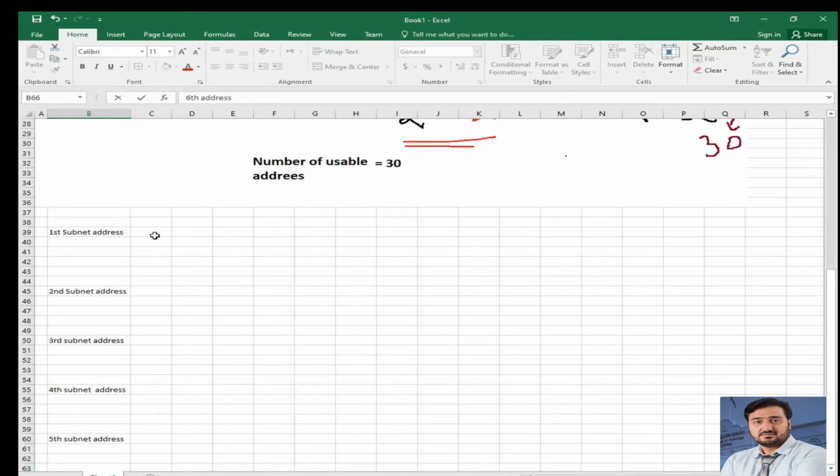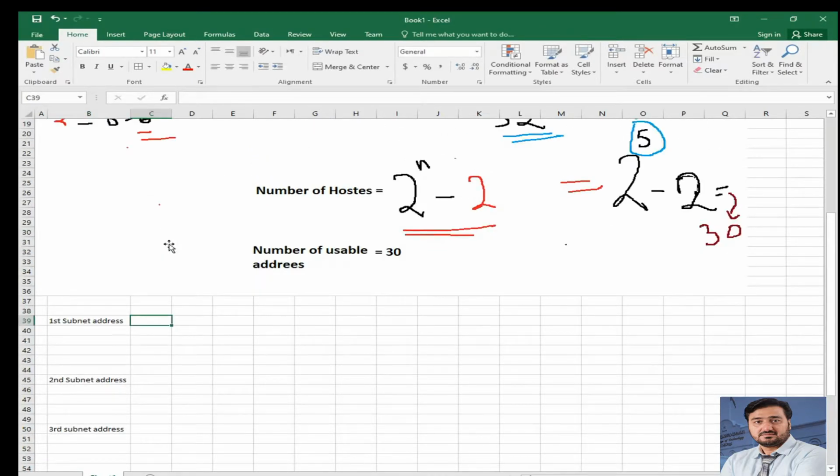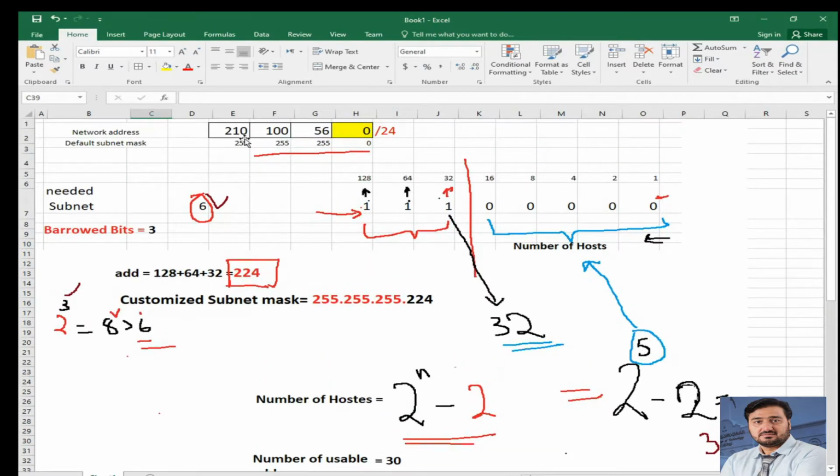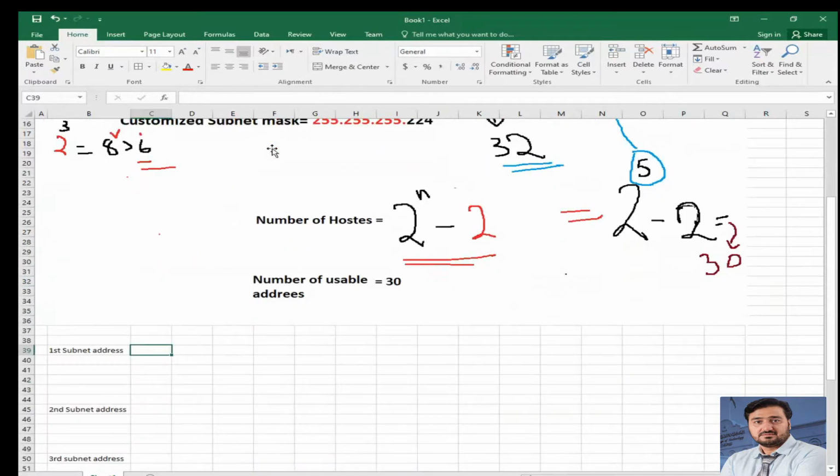So what should be the first subnet address? Yes, please. This will be the subnet address and subnet mask. We will write it here. So this is our 210, our network address now. So the first subnet will be 210.156.0. This is our first subnet.